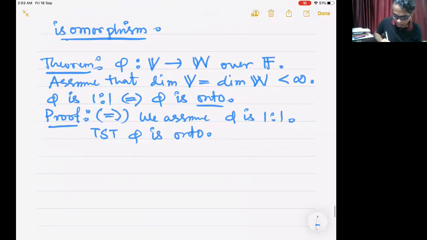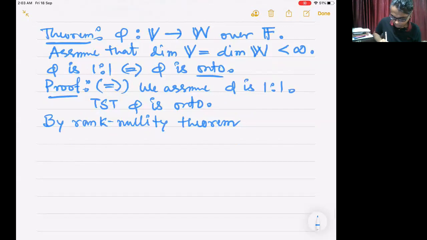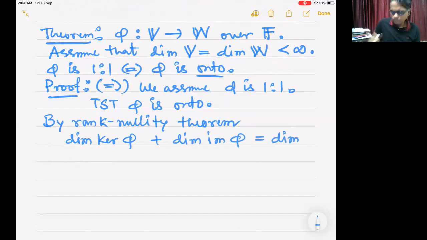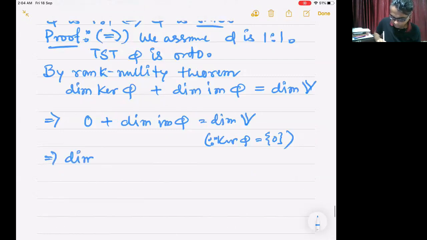Now, by the rank nullity theorem, dimension of kernel of phi plus dimension of image of phi is equal to dimension of V, right? But I have assumed that kernel phi is 0. So 0 plus dimension of image of phi must be equal to dimension of V. This is because kernel phi is the trivial subspace. But you see, we have assumed that dimension of V is equal to dimension of W. That was the assumption of the theorem. So that means this is equal. But now what do I have?